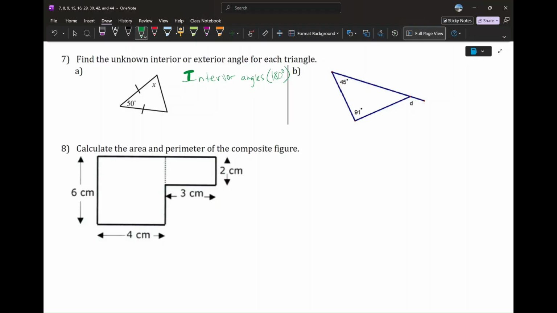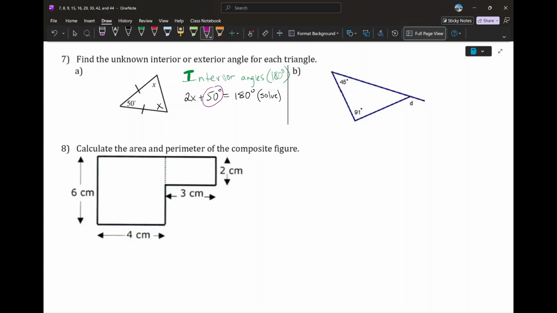However, we see that these lines here mean that these sides are the same length. And when that's true, it's also true that the interior angles are also equal. So essentially this is x as well. So we know that 2x plus 50 is going to equal 180 degrees. So we can just solve for x now.